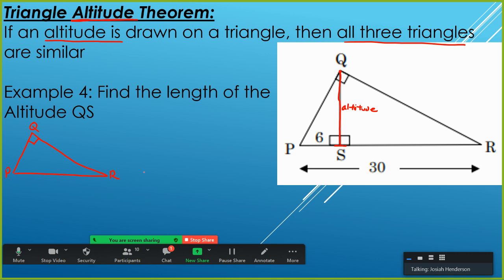So there's our large, and then medium. I'm going to color it in here for a second. Here's the medium triangle. Notice that it also has a right angle right here. So this is SQR.